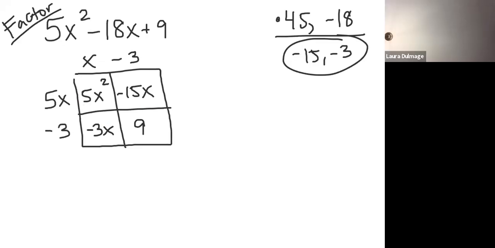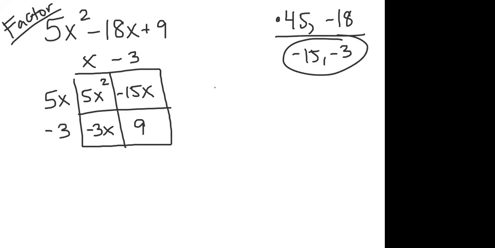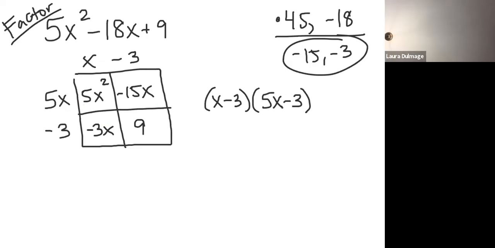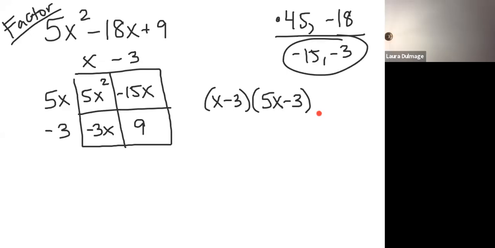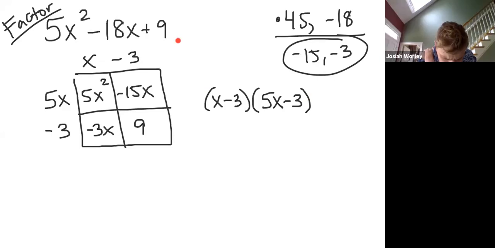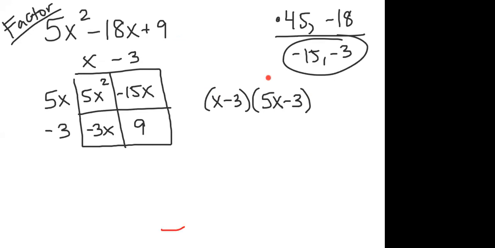Ben, what's our final answer going to be? X minus 3 times 5x minus 3. Great. And then Josiah, how can we know that we got the right answer? Because it checks out with the box. Okay, definitely. What's something mathematically that we could do in order to check that it gets us back to here? We could just multiply it through for sure.